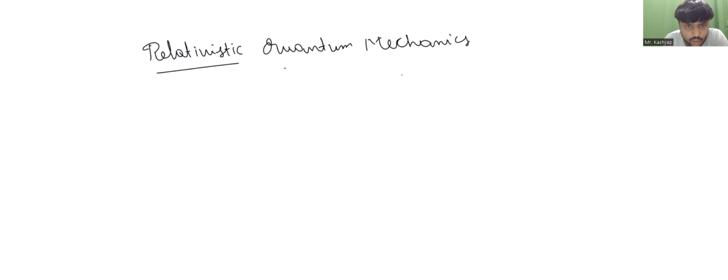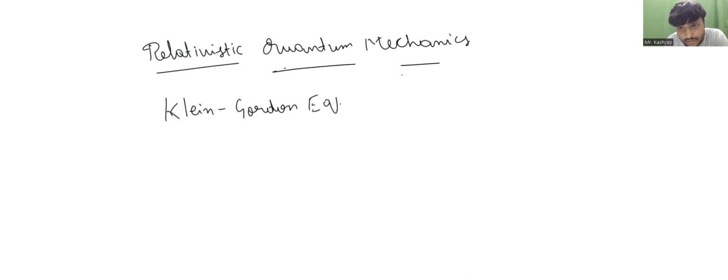Today we are going to talk about relativistic quantum mechanics. I know this is a very exciting topic and a higher topic. So let's kick on with it. Relativistic quantum mechanics. We start with something called the Klein-Gordon equation. In short, we can call it the KG equation. Okay, so we start with this.